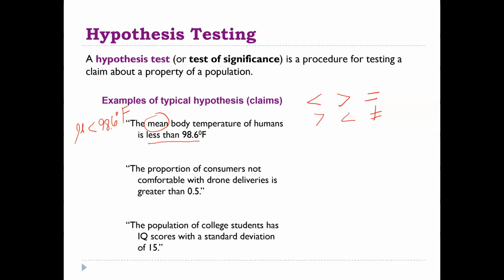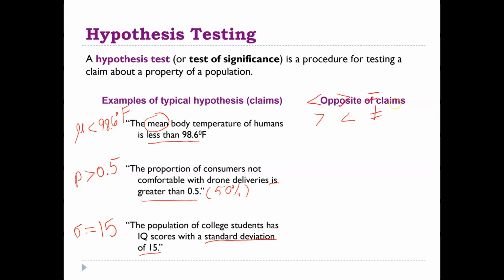Next statement. The proportion of consumers not comfortable with drone deliveries is greater than 0.5, or 50%, by the way. The proportion means we're talking about population proportion p, and it says it is greater than 0.5. So p is greater than 0.5 or 50%. Next statement. The population of college students has IQ scores with a standard deviation of 15. So now we're talking about standard deviation, sigma, and it's equal to 15.